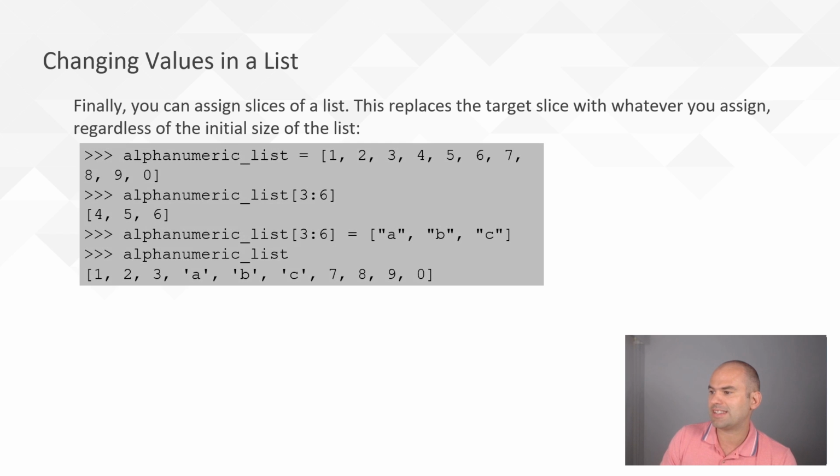So you can assign basically slices. So for example, if you have this list here, the slice of the list, 3 to 6, would be 0, 0, 1, 2, 3, would be numbers 4, 5, and 6. And you can actually assign a slice to something else. Reassign the slice to ABC, and you're going to have that as your new list.